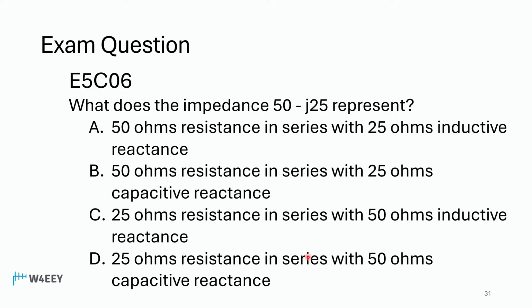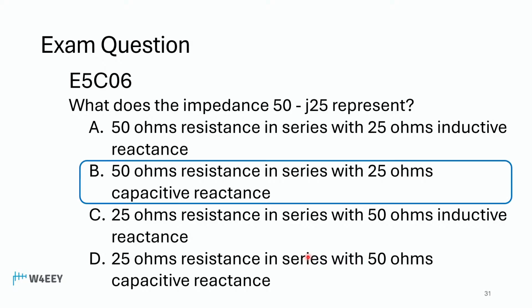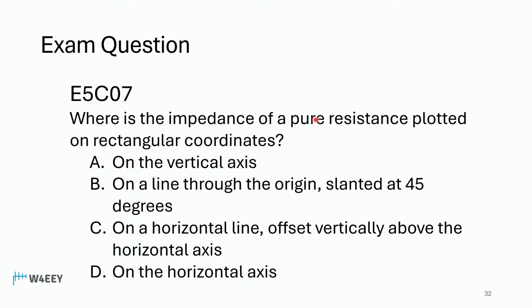What does the impedance of 50 minus J25 represent? Think about this for a minute. Got a real and an imaginary part. 50, and remember capacitive is going to be negative. So 50 minus J25. Bravo. Bravo, yes, 50 ohms resistance. That's the real part. 25 ohms capacitive. That's the imaginary part. And it's negative because it's capacitive. Great. We're going to be building on these things as we go.